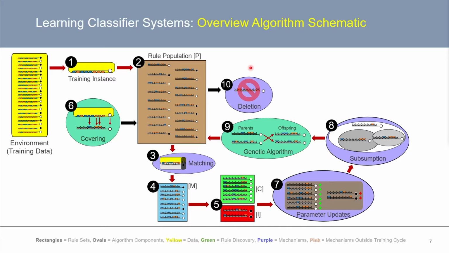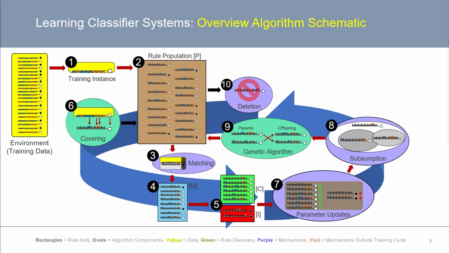At this point, this learning cycle continues again and again, picking the next instance from the dataset each time. When it reaches the end of the dataset, the algorithm goes back to the top and cycles through the instances again and again until some algorithm stop criteria are met. The typical stop criteria is some maximum number of training iterations, which is another key hyperparameter of LCSs.